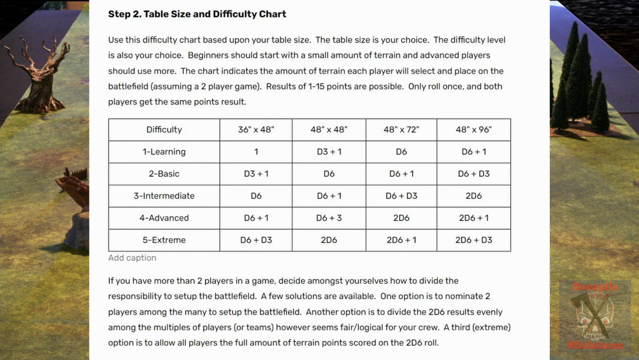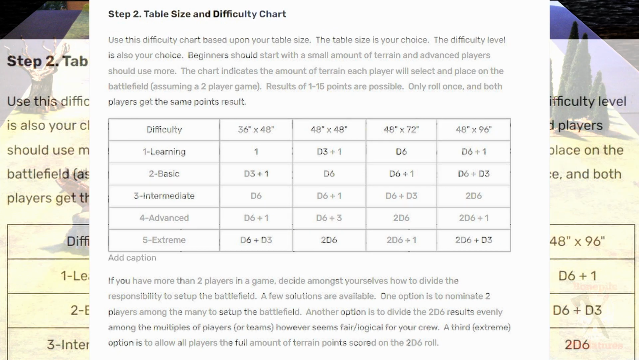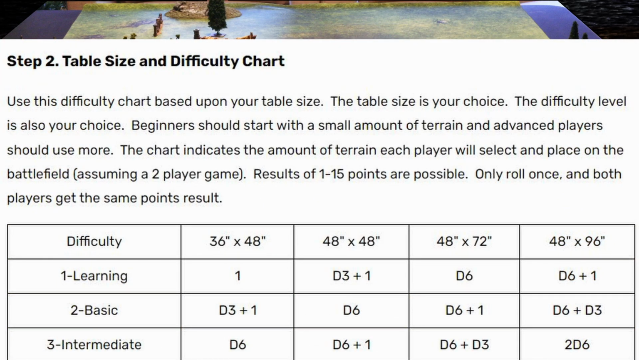Step 2 is the table size and difficulty chart. Let's zoom in to the top paragraph. It says, use this difficulty chart based upon your table size. The table size is your choice. The difficulty level is also your choice. Beginners should start with a small amount of terrain, and advanced players should use more.